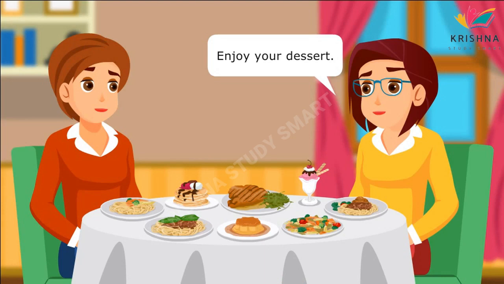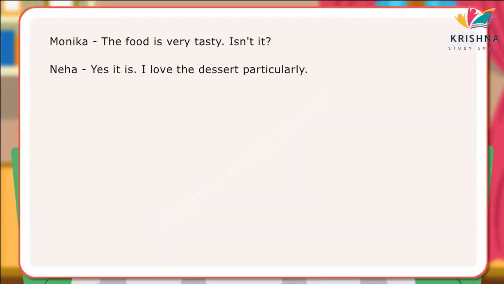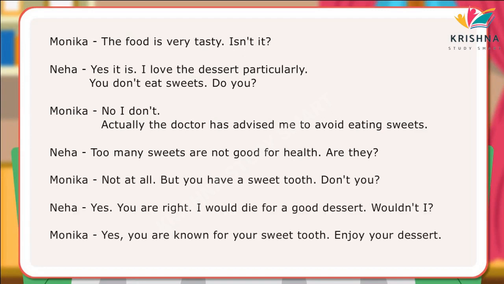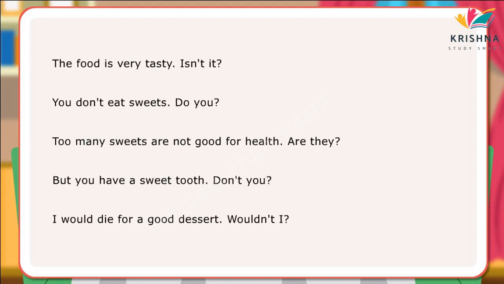Enjoy your dessert. In the dialogues, Monica and Neha have used question tags like are they, don't you, etc. to ask for information or to elicit agreement to an option. Here are examples of sentences followed by question tags. The food is very tasty, isn't it? You don't eat sweets, do you? Too many sweets are not good for health, are they? But you have a sweet tooth, don't you? I would die for good dessert, wouldn't I?